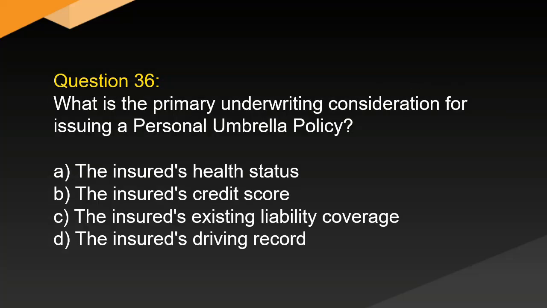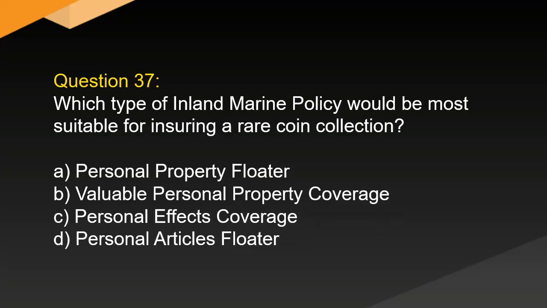Question 36. What is the primary underwriting consideration for issuing a personal umbrella policy? A. The insured's health status. B. The insured's credit score. C. The insured's existing liability coverage. D. The insured's driving record.